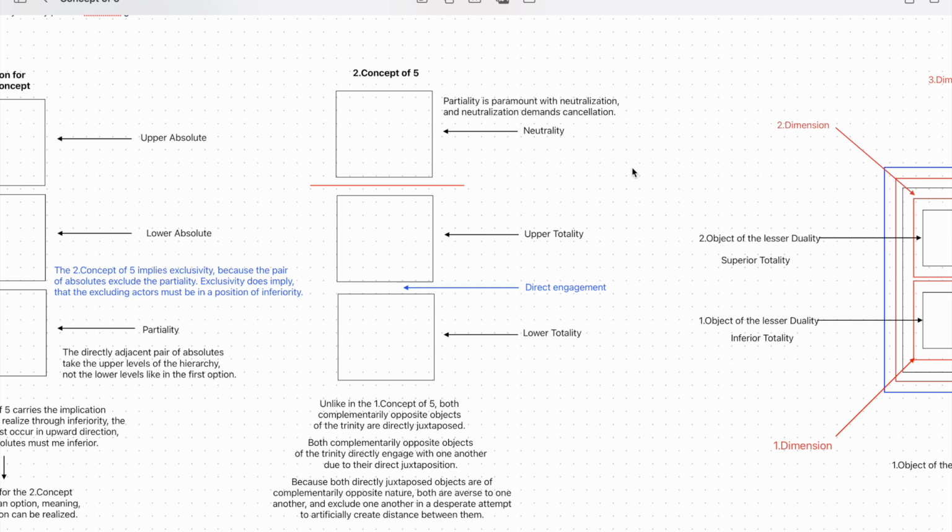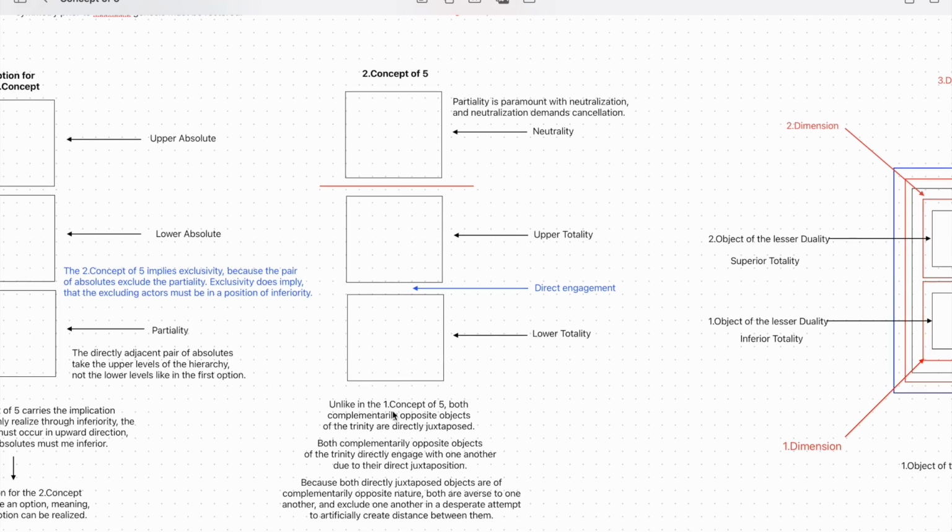In order to differentiate both concepts of five from one another, meaning the first concept of five from the second concept of five, I would like to introduce new terms. I would like to introduce the terms totality in exchange for absolutism and neutrality in exchange for partiality. The function of totality and absolutism is the same, and the function of neutrality and the function of partiality is the same as well, meaning that the neutrality of the most superior object of the trinity is paramount with hybridization and is therefore comparable in its function with the partiality of the first concept of five.